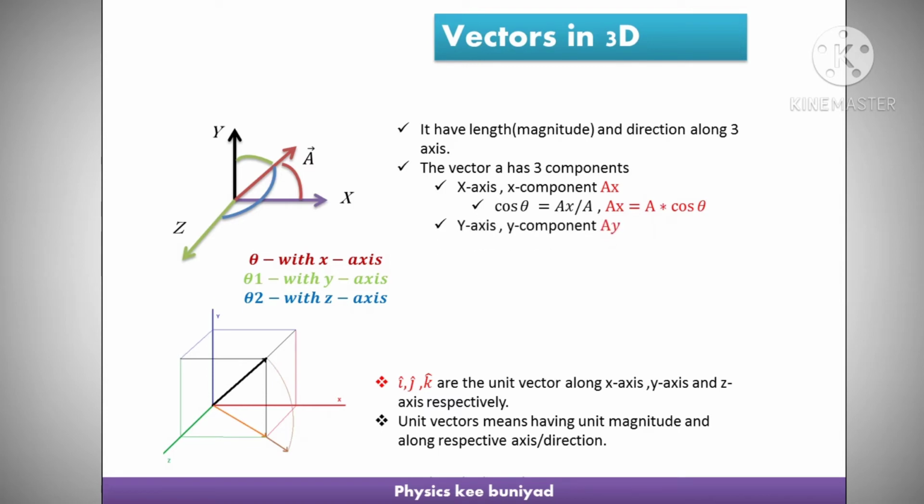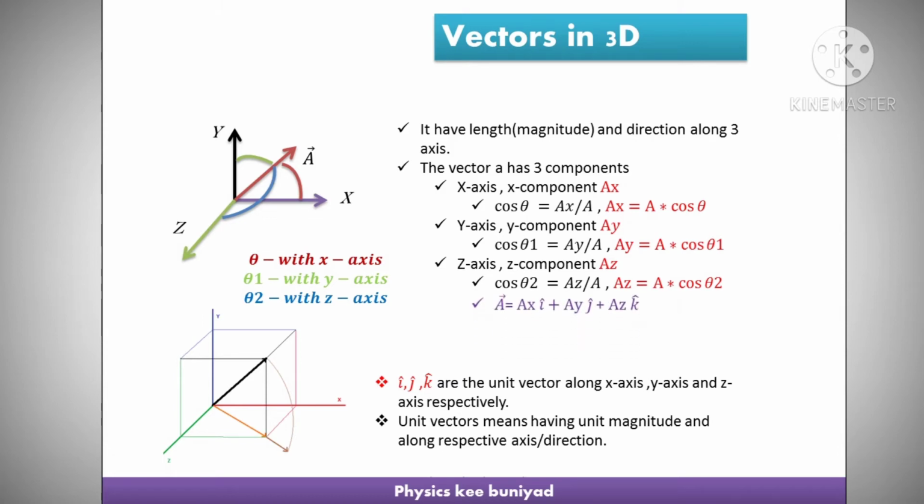Similarly, along the y-axis, if theta 1 is the angle between the y-axis and the vector a, we get cos theta 1 equal to ay by a, and ay equal to a into cos theta 1. And along the z-axis, if the angle between the z-axis and vector a is theta 2, then if we calculate cos theta 2, we get az by a. Az is the base and a is the hypotenuse, and from this we get az equal to a into cos theta 2.